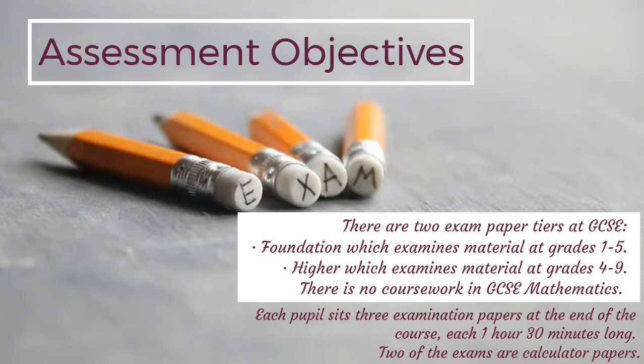Therefore, everyone's going to be sitting 3 examination papers at the end of the course, which will take 1 hour and 30 minutes for each paper. Since 2 of these papers are calculator papers, we strongly suggest our students buy their own calculators when they come into school, and the calculators we expect them to bring in are the Casio scientific calculators.